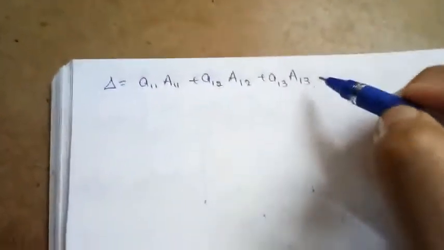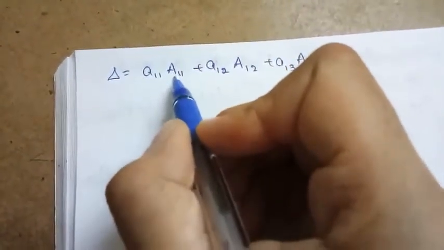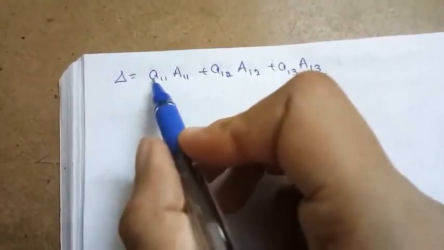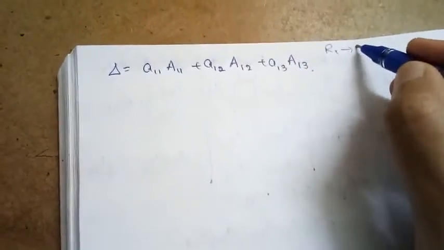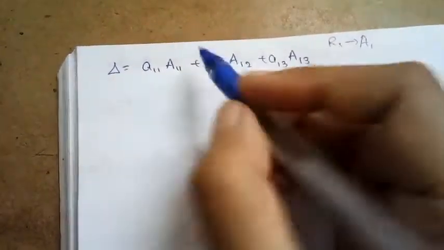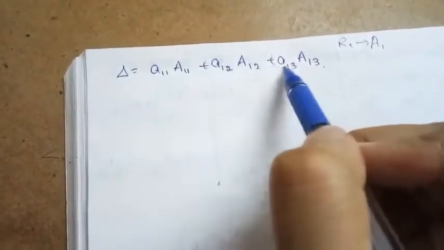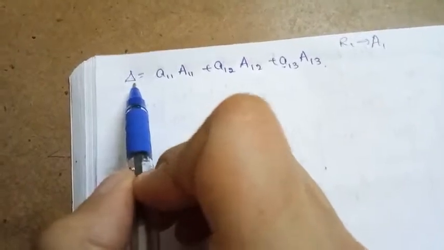So we came to note that if we multiply the elements of any row, say row 1, with their corresponding cofactors and take the sum of those products, we are going to get the determinant value.